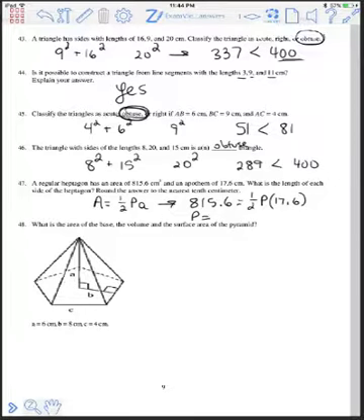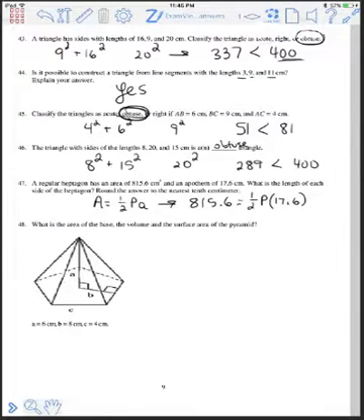So, solving this equation, I would first multiply here by 2 to get rid of the 1/2. Once that's gone, I would divide by 17.6 on both sides.